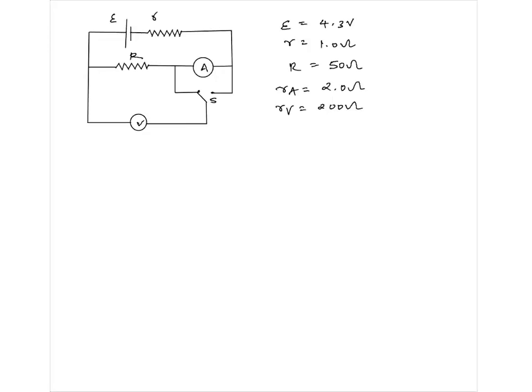Now the question is, what are the readings of the two measuring instruments in the current situation? In the current situation, when the switch is on the left side, what are the readings of the two instruments? That's going to be very easy. You see, this part is simply not connected anywhere, so you can simply cut this part mentally.